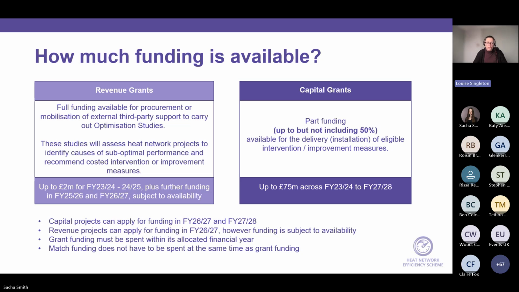installed. So the budget for these grants is between £15,000 and £24,000, including VAT. So that's the range of funding that's available.